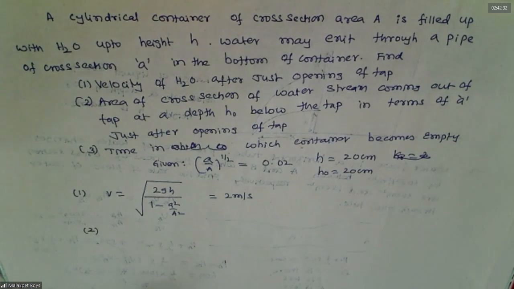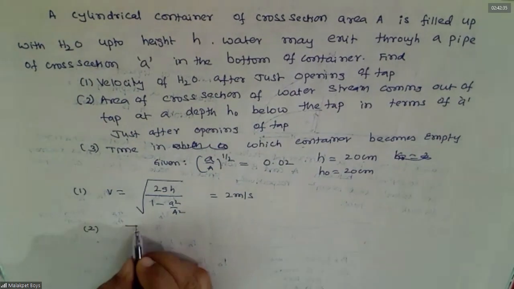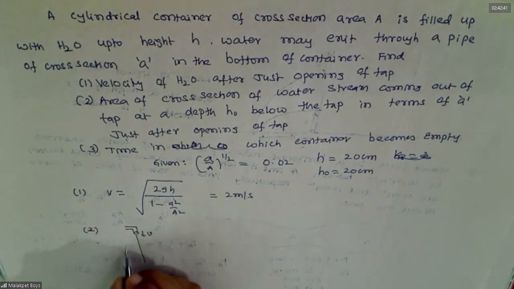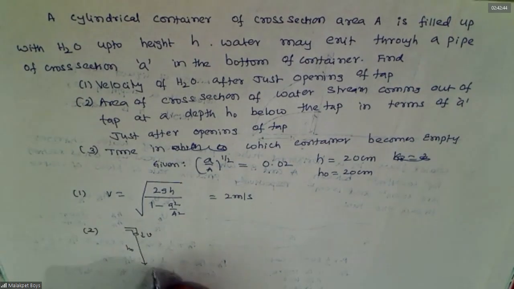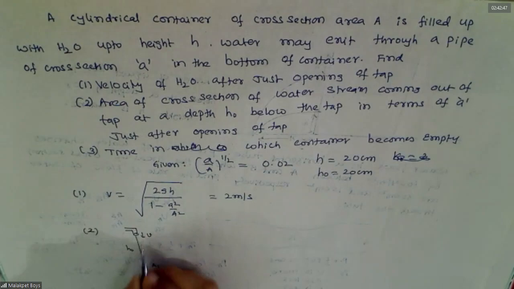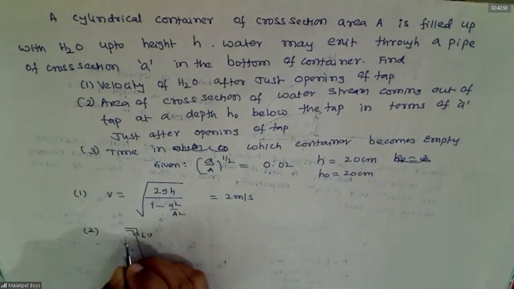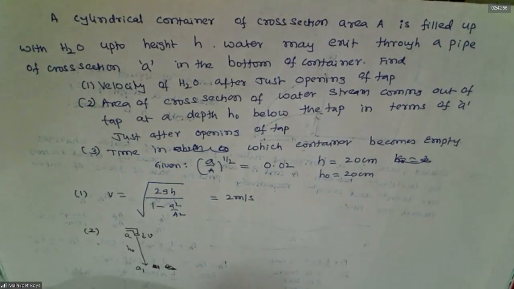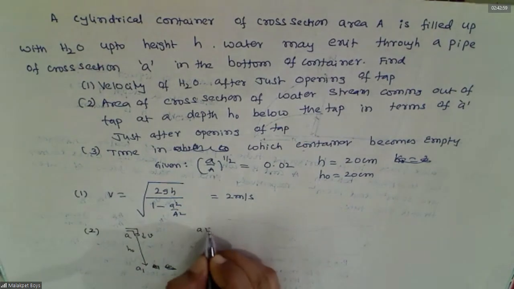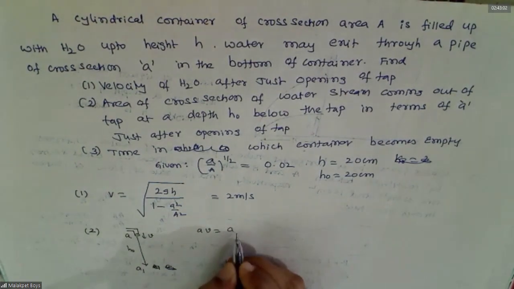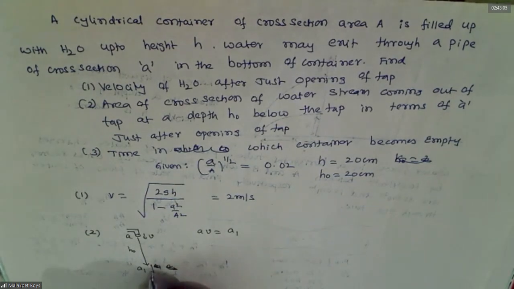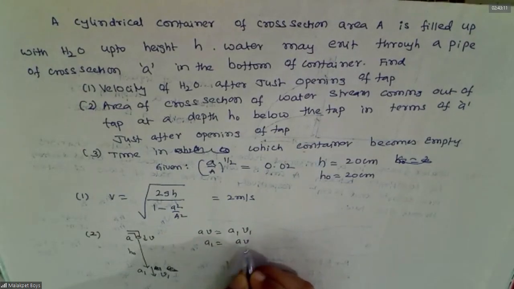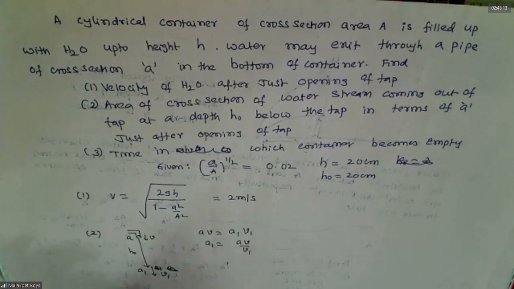Second, can you tell? Is the tap, it comes like this now. At a depth below H naught, he wants this. So the area of cross section here is from A1 or from A2. Here it is from A now. Say here, this is A1. AV equals A1 V1, this velocity also should be known, no? Now you want to know A1 as per the question, you need V1 because V and A are known, no?